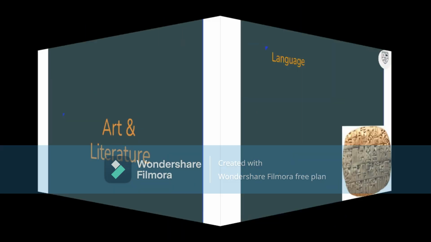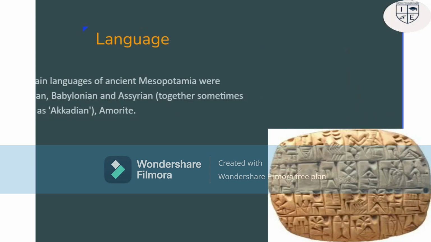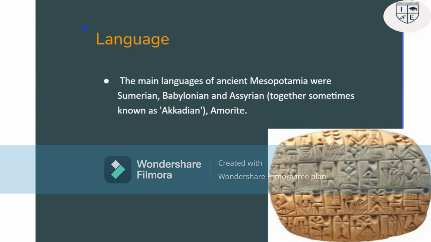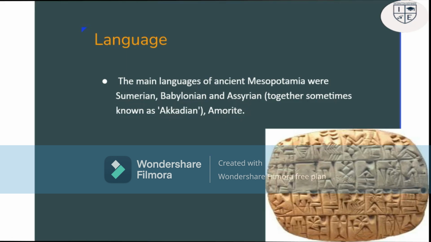Now, art and literature. Language. The main languages of ancient Mesopotamia were Sumerian, Babylonian, and Assyrian, together sometimes with Akkadian and Amorite. So these were the languages: Sumerian, Babylonian, Assyrian, Akkadian, and Amorite. Sumerian was used in Sumer, Babylonian was used in Babylon, and Assyrian was used in Assyria. These three languages were sometimes together known as Akkadian, and Amorite was another language.